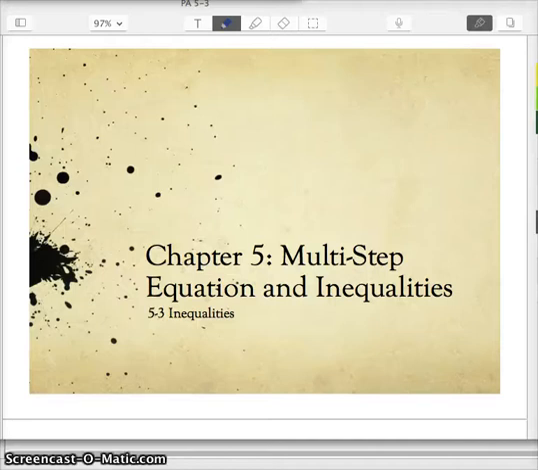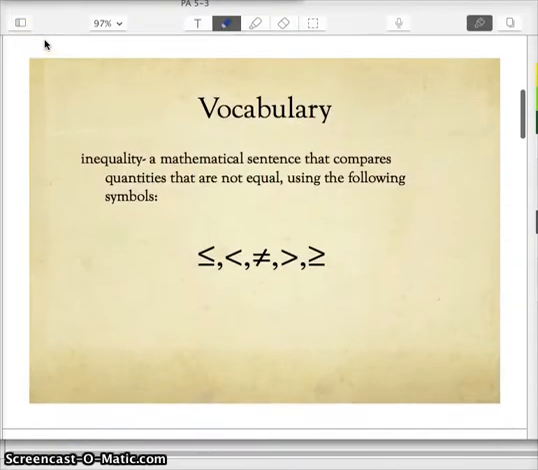Hi friends, today we are talking about Chapter 5 multi-step equations and inequalities. Today we're going to focus on inequalities. Our first vocabulary and our only vocabulary term is the word inequality.